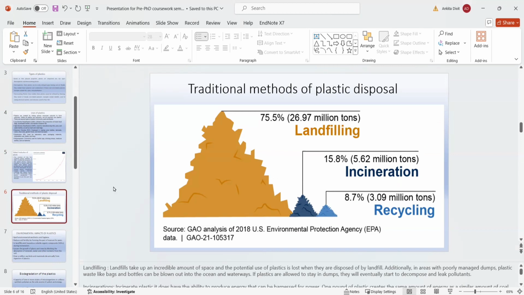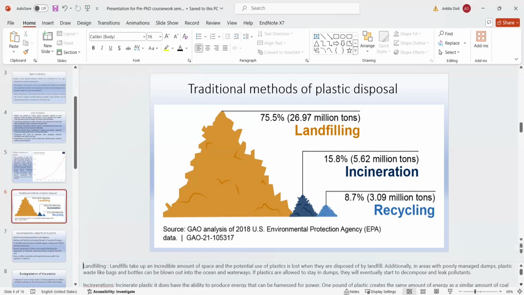Landfill takes up an incredible amount of space, and the potential use of plastic is lost when it is disposed of in landfill. Additionally, in areas with poorly managed dumps, plastic waste like bags and bottles can be blown into the ocean and waterways. If plastic is allowed to stay in a dump, it will eventually start to decompose and leak pollutants.